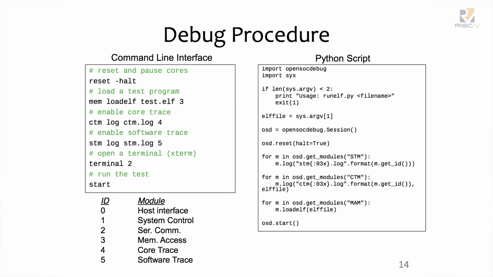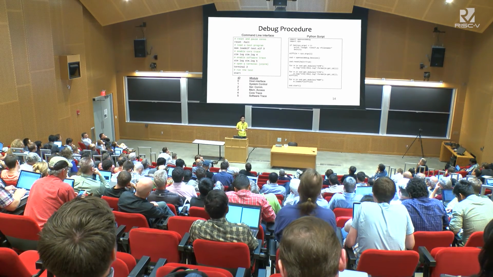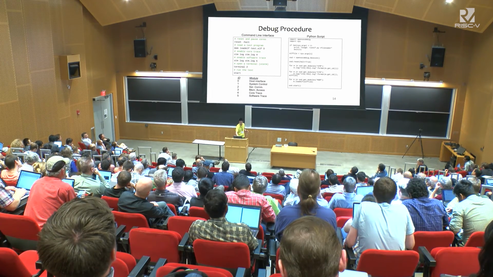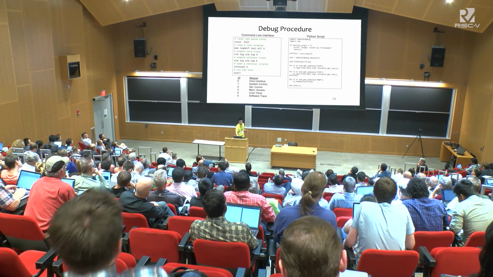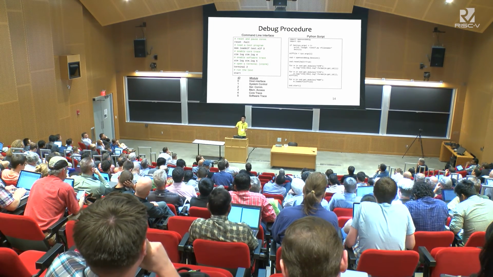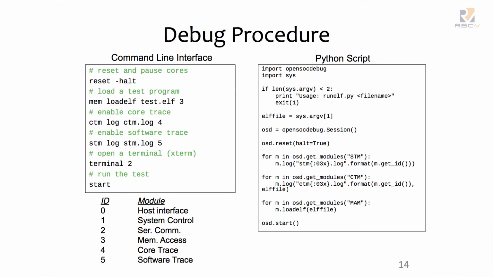Because the tracing system is modular, you don't really know where this memory access module is. The daemon will tell you which module ID it is. So here it tells you that the memory access module has number 3, so you put a 3 here. Then you know how to load the program to the L2 cache or to the DDR3 memory.